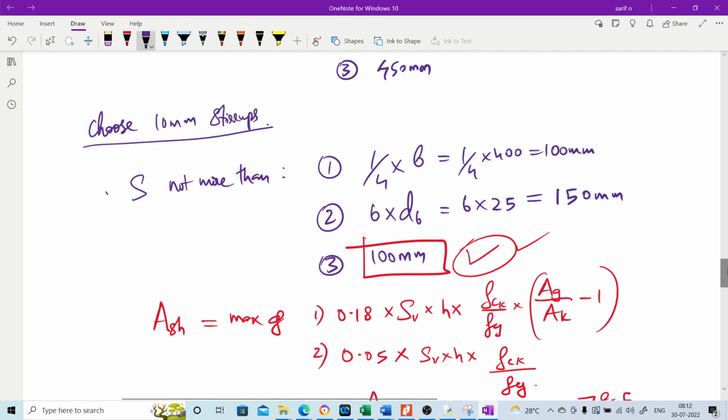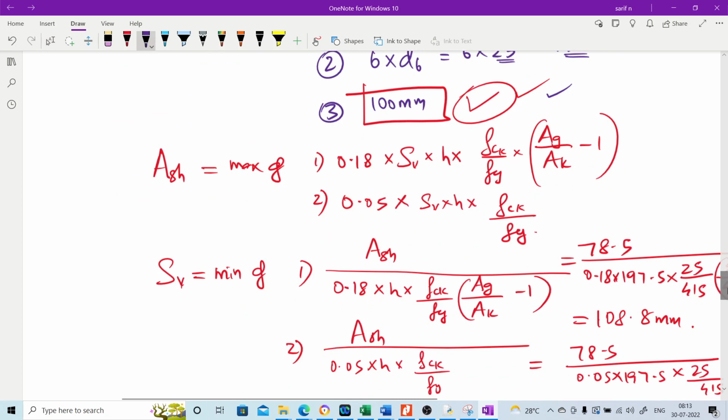So the spacing of the stirrup should not be more than, first, 1 by 4th of the smallest longitudinal dimension. The smallest longitudinal dimension is 400, so 1 by 4th of 400 is 100 mm. Second, it should not be more than 6 times the largest longitudinal bar, that is 25 mm, so 150 mm. And third, 300 mm. Of these three, the smallest value is 100 mm. So we will choose 100 mm. It should not be more than 100 mm. Now we have two more criteria.